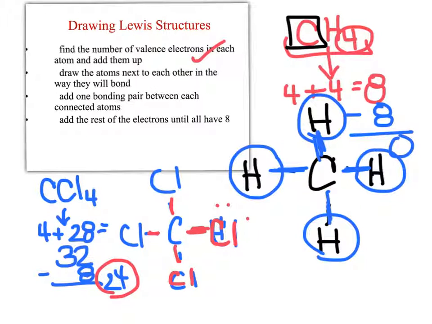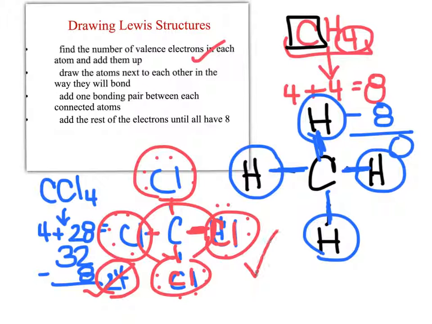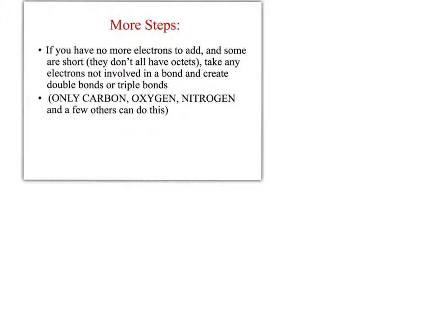1, 2, 3, 4, 5, 6. That gives that one 8. 7, 8, 9, 10, 11, 12. 13, 14, 15, 16, 17, 18. 19, 20, 21, 22, 23, 24. All 24 electrons have been placed. All of our chlorines have 8 electrons, and our carbon has 8 electrons, so everybody's happy.